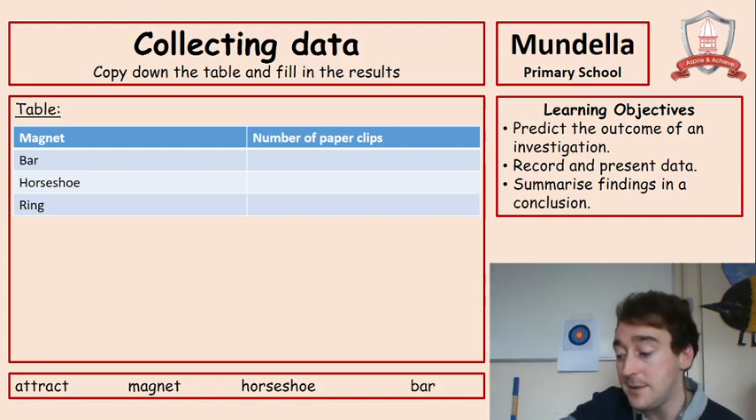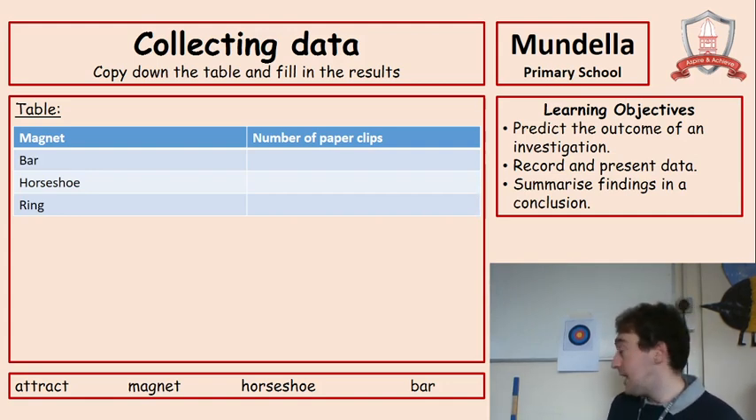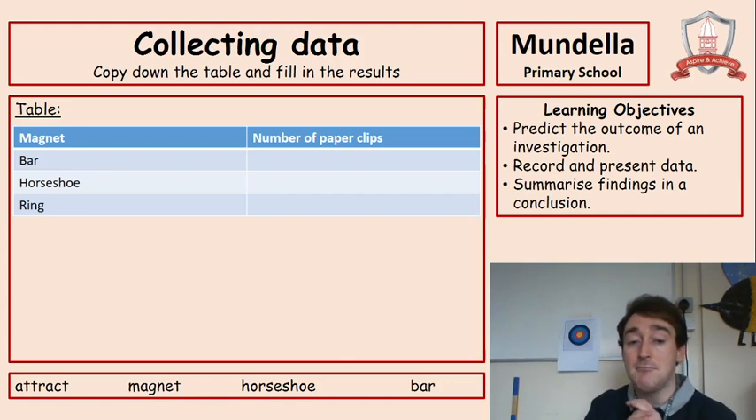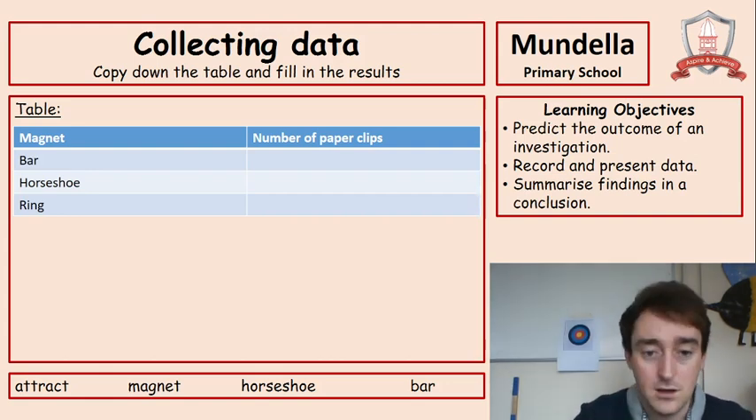So I will keep attaching them until eventually they will not attract anymore, and then they will fall to the ground. Okay, and then we'll count up. Whichever one has the biggest number of paper clips attached to the magnet will be our strongest, and then we can write about that. So pause the video now, draw out the table, and prepare for our investigation.